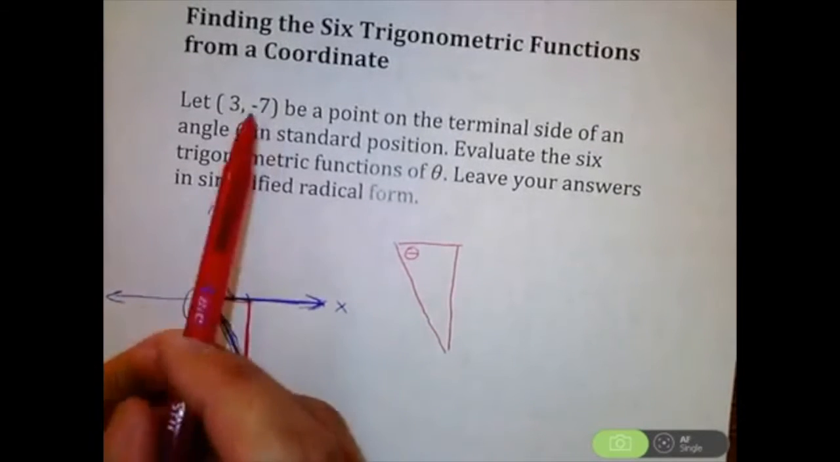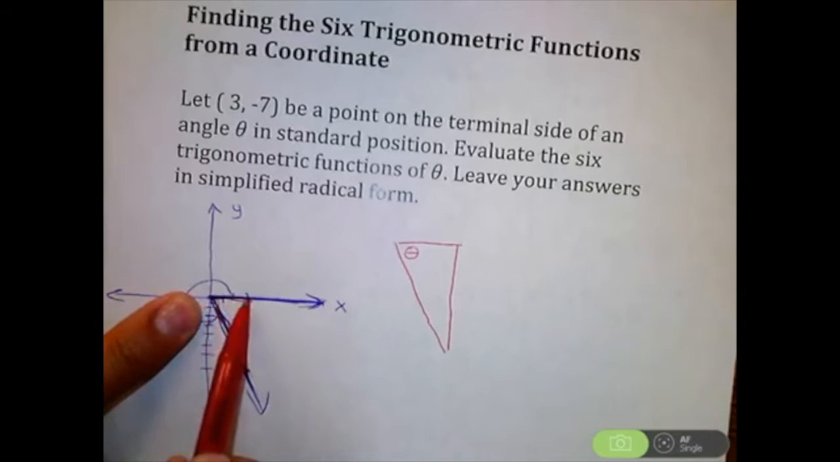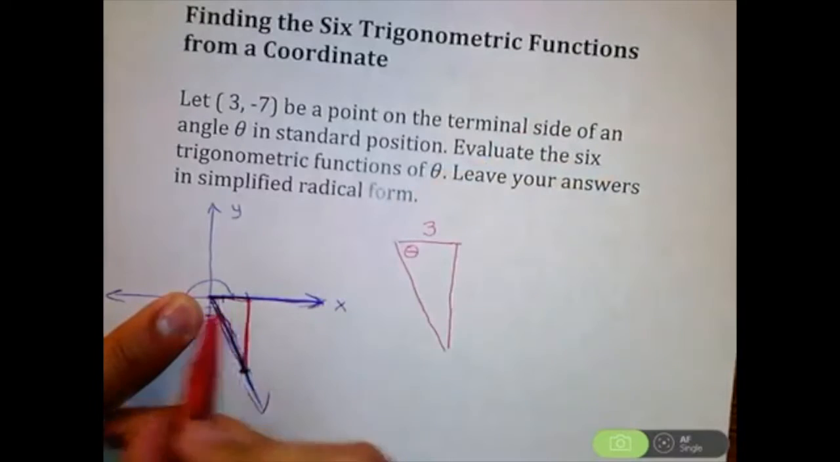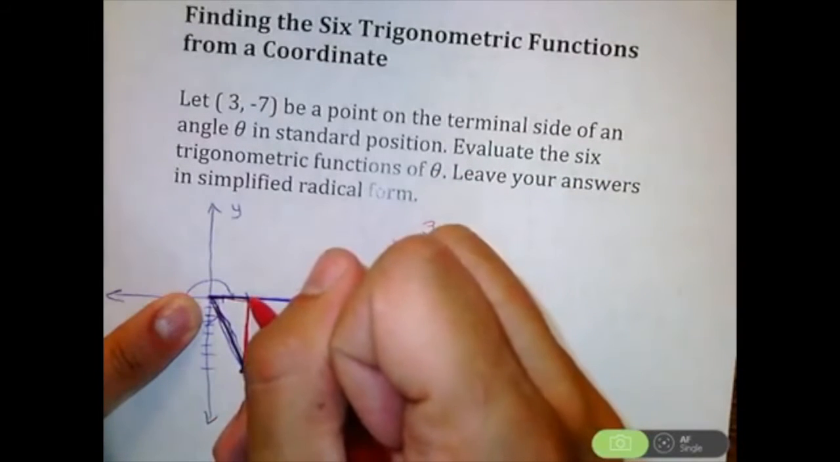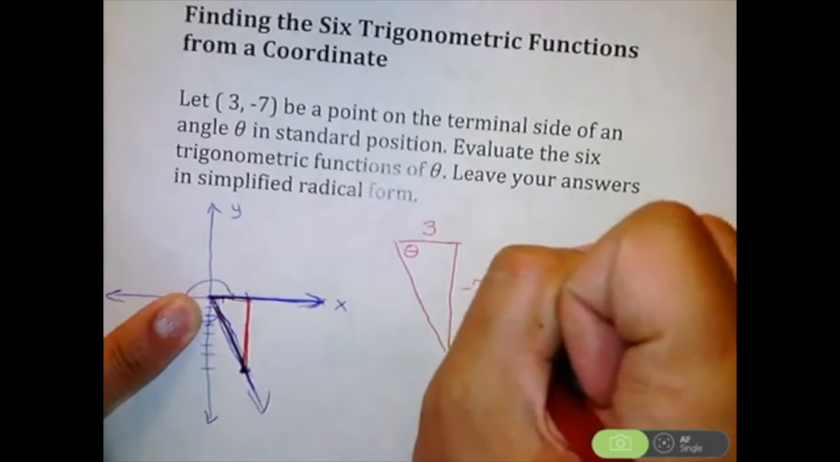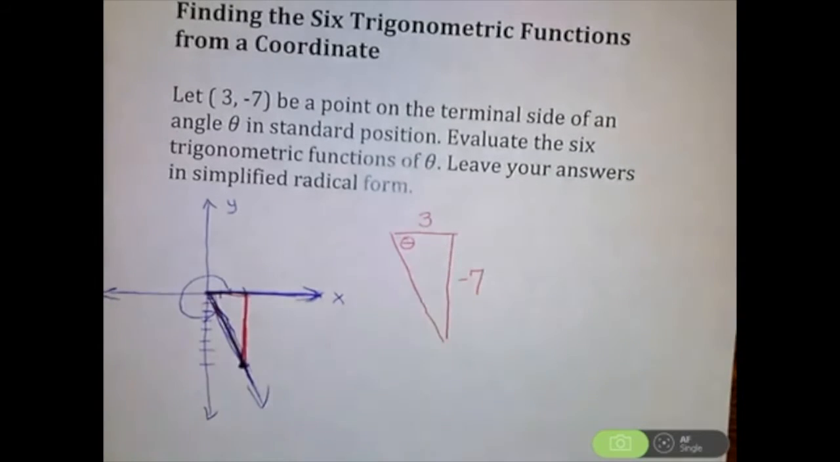So we did know this point was (3, -7). In order to graph it, I moved over 3 to the right, so I know this distance is 3. And then I moved down 7, so I know this side is -7. So in order to do the trig functions, I need to know all 3 sides of this triangle. So I need to solve for this missing side.